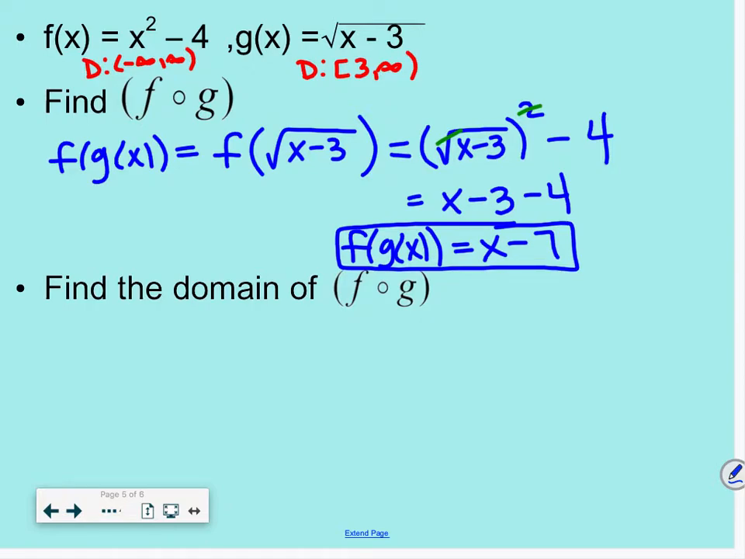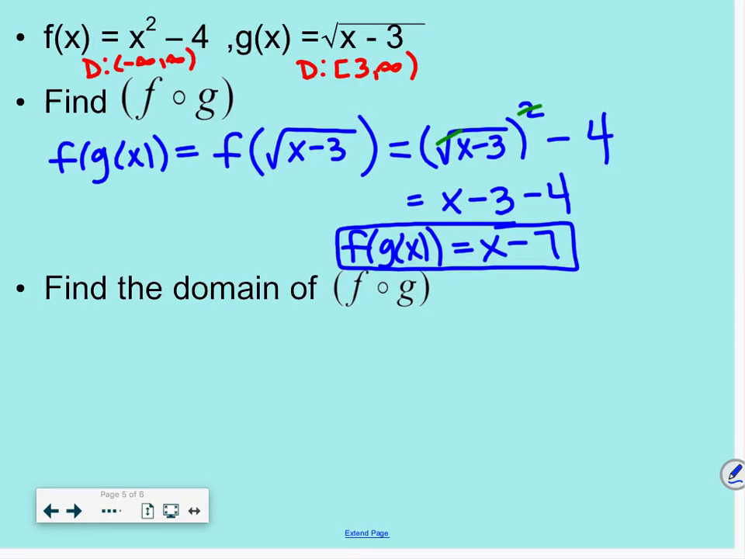So here's where we need to take a step back and think about the domain. Before we do that, are there any questions on the algebra that we just completed? We took g and we plugged it into f. Wherever there was an x, we replaced it. Now, if I were to ask you for the domain of x minus 7 out of context of this problem, what would you say? You would say all real numbers because it's a linear function.